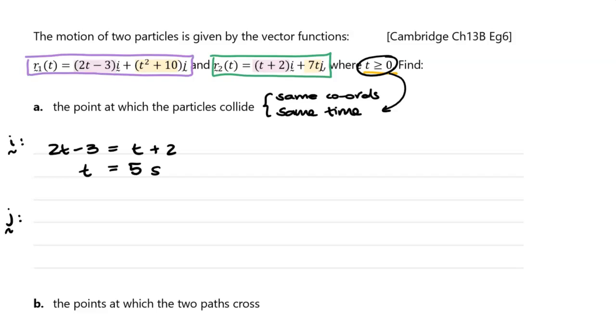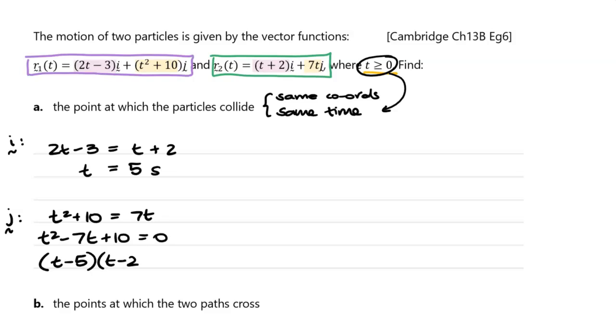Equating the j components, we're going to have t squared plus 10 equals 7t. So t squared minus 7t plus 10, and if we factorize that, equals 0. Now that gave us two solutions, t equals 5 and t equals 2. And you might be tempted to think, oh, we found another solution, t equals 2.